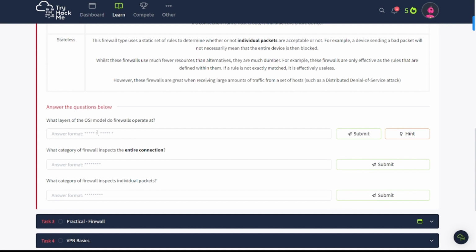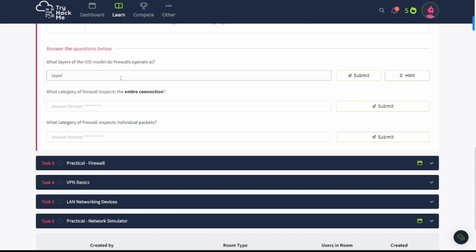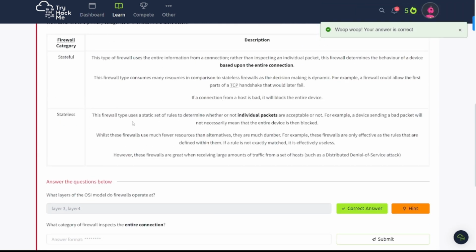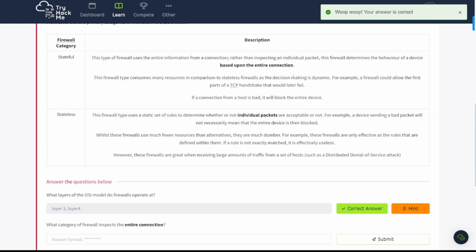What layers of the OSI model do firewalls operate at? Layer 3 and layer 4, right? If I could spell correctly, layer 4. There we go. All right. Remember, they were talking about TCP stuff up here, right? And they were talking about packets, right? So that's going to be layer 3 and layer 4 of the OSI model.